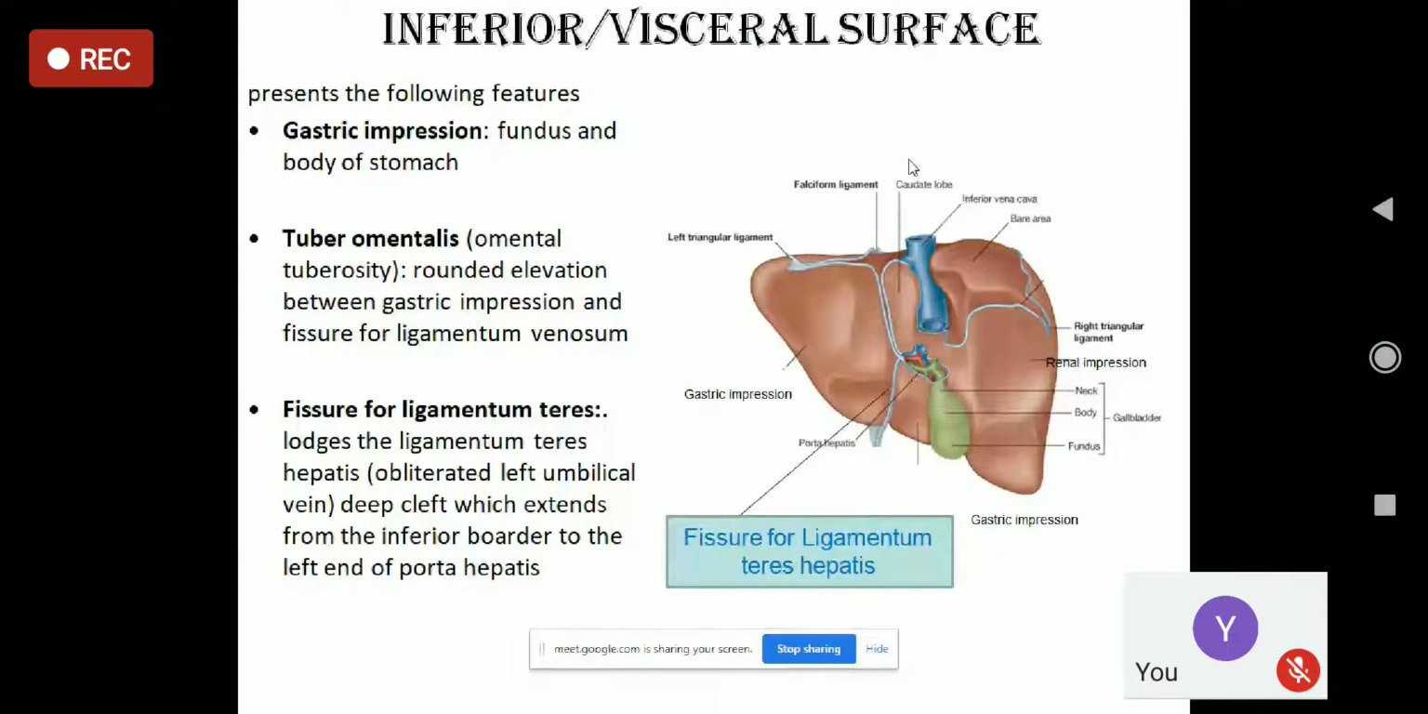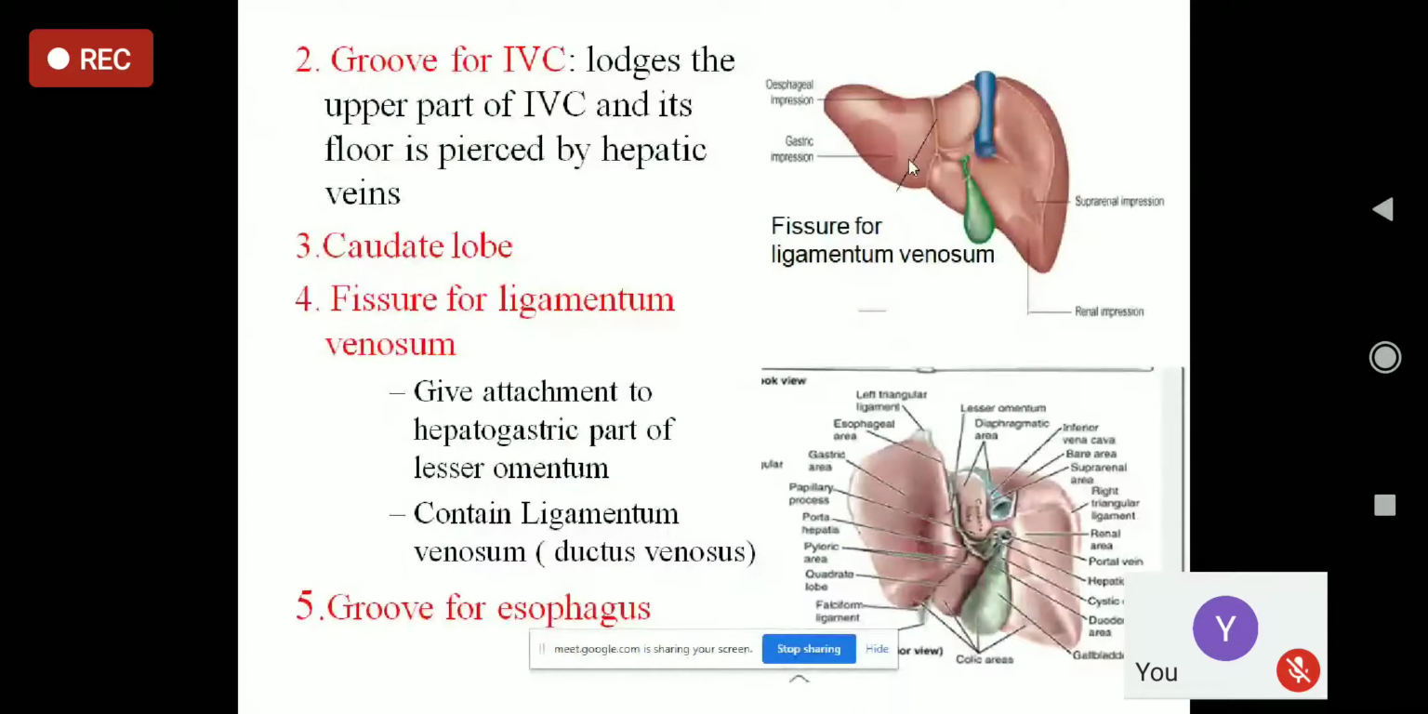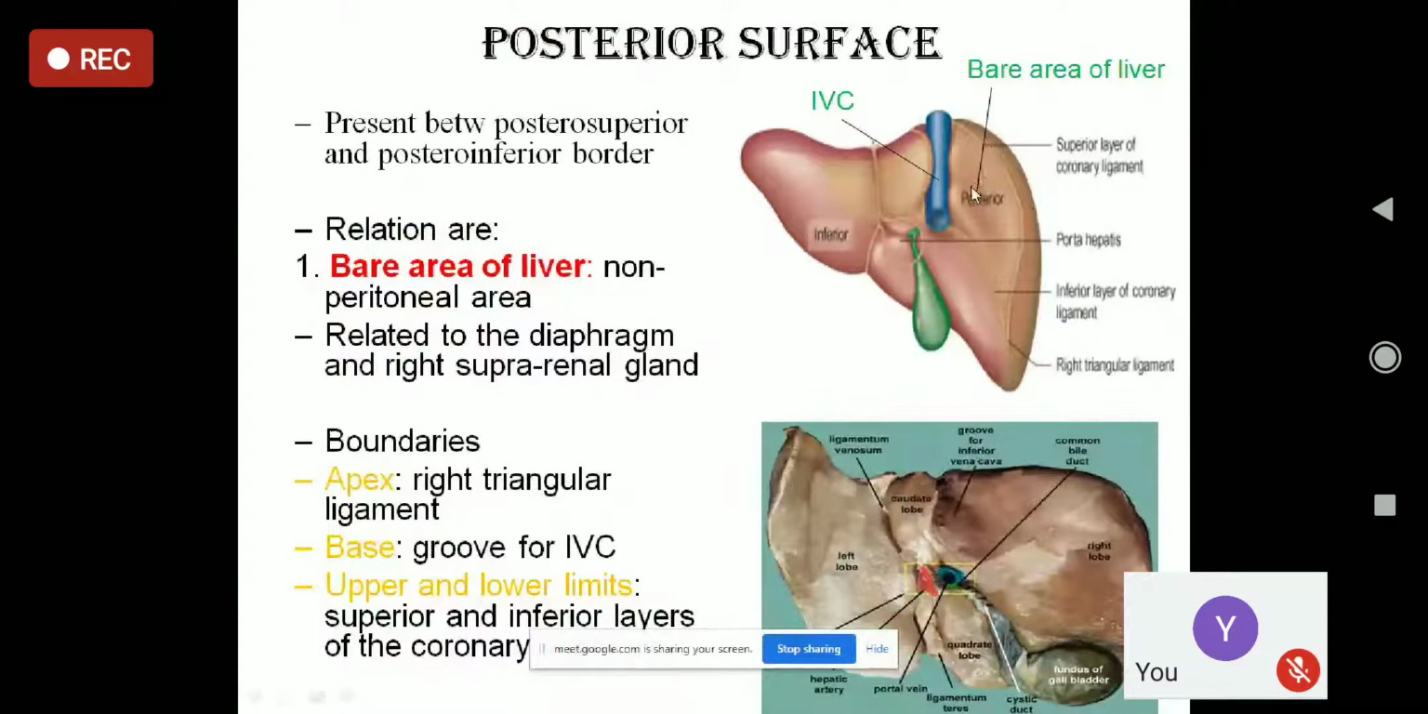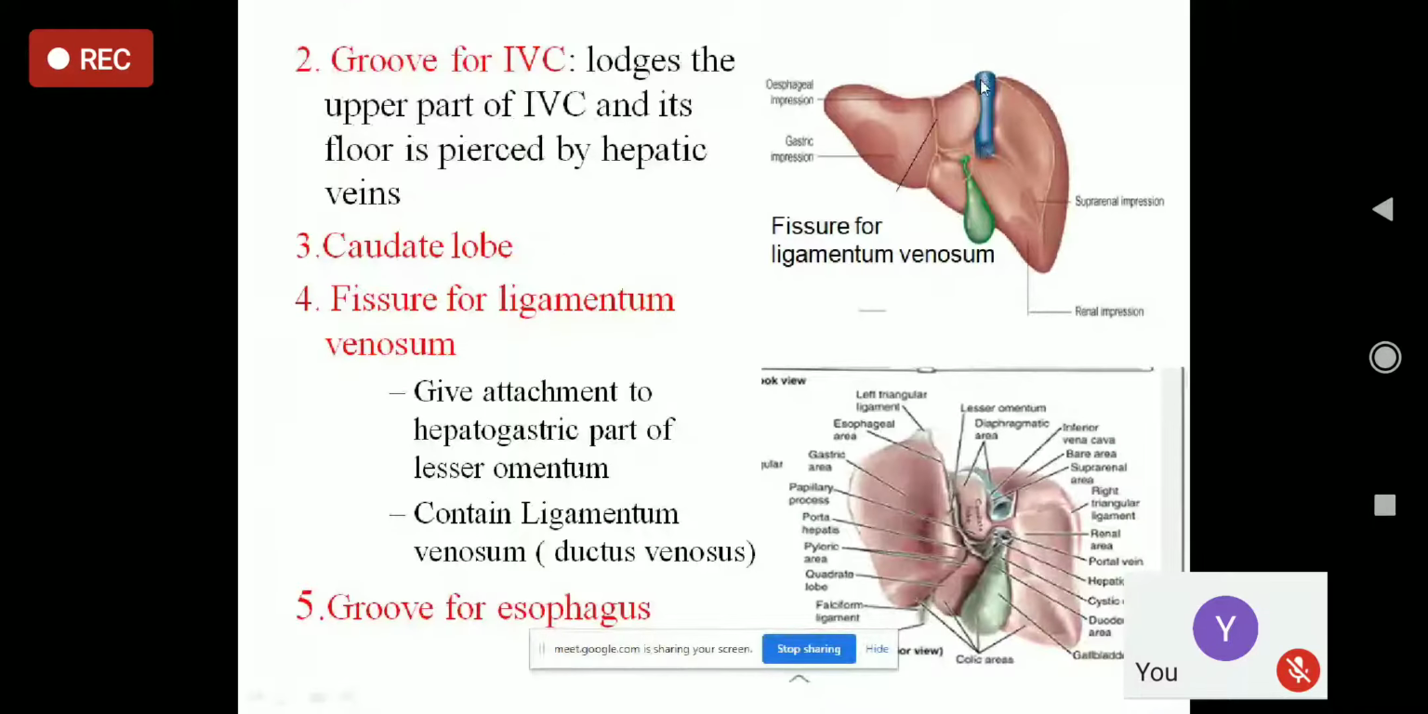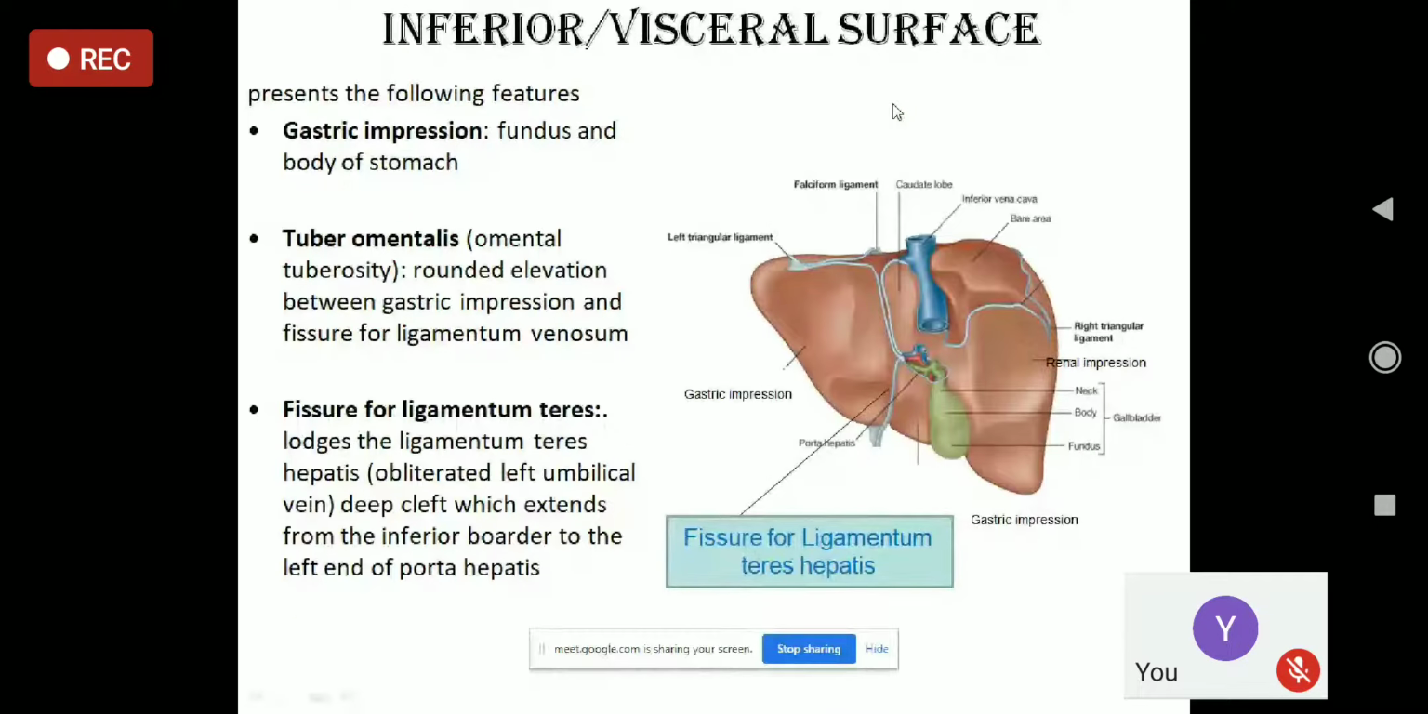Now, what are the structures you have to talk about in the posterior surface? You have to first say bare area. After that, what do you have to say? Bare area, groove for inferior vena cava, caudate lobe, then fissure for ligamentum venosum, then groove for the esophagus. These are the structures present in the posterior surface. In viva, they may ask what structures are present in the posterior surface. Then you have to say all these: 1, 2, 3, 4, 5. Okay. Now we'll talk about the inferior or visceral surface.